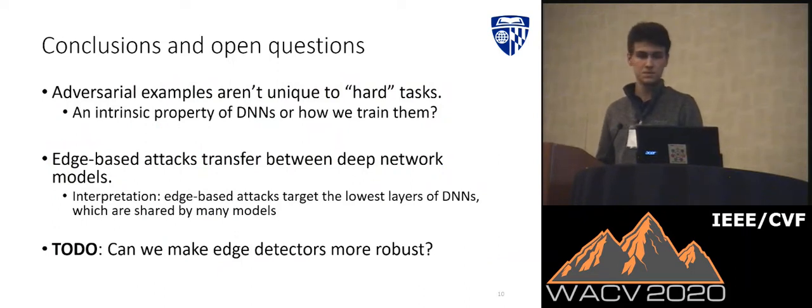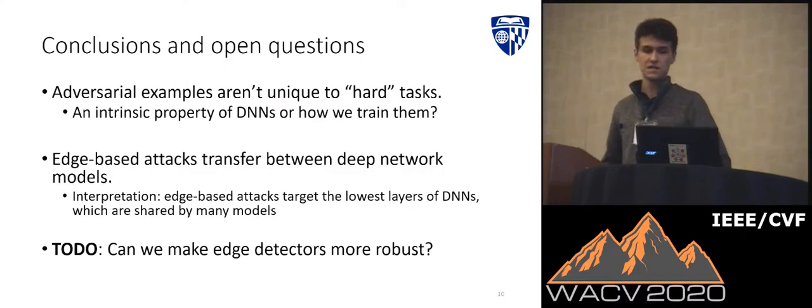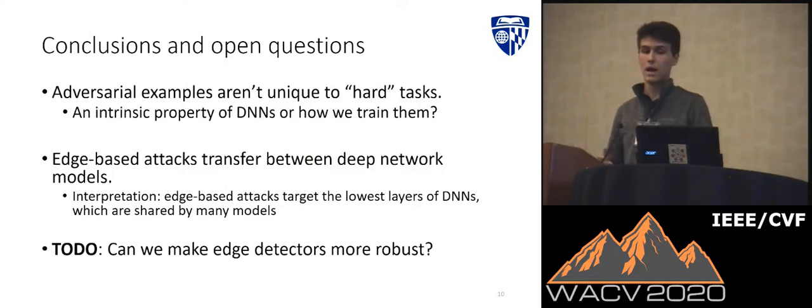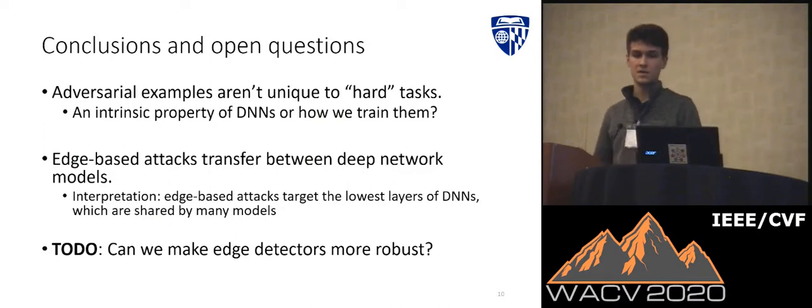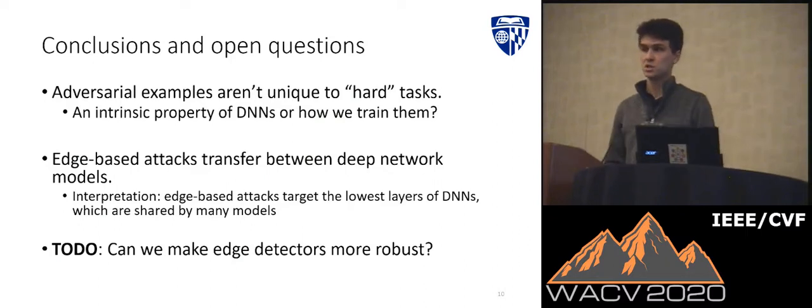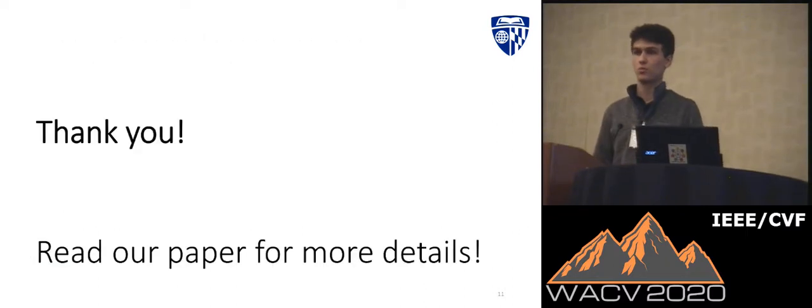And some conclusions. Adversarial examples aren't unique to quote-unquote hard tasks like classification, in that they may be an intrinsic property of deep networks or how we are training them. Furthermore, these edge-based attacks transfer. One interpretation is that these attacks are targeting the lowest layers of these models, which are shared across many architectures. One possible future question is, can we make these edge detectors more robust?